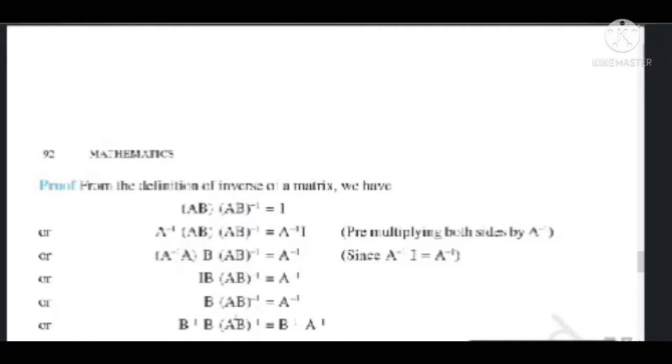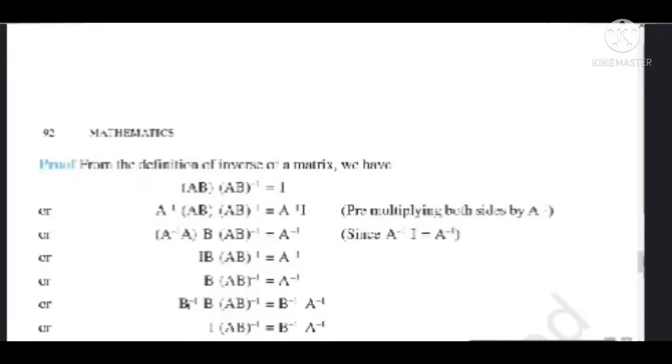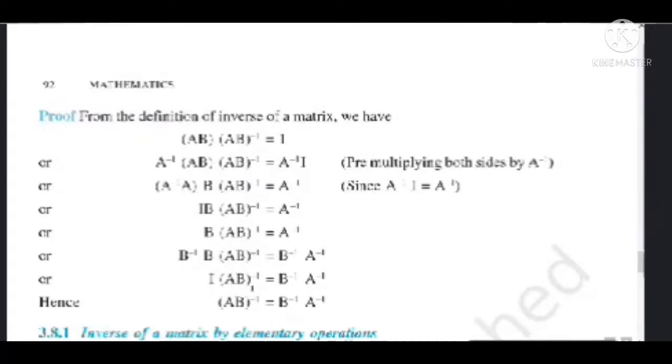From this, you again multiply both sides by B inverse. Here you will get B inverse B (AB) inverse equal to B inverse A inverse. B inverse B is equal to I, so I into (AB) inverse is equal to B inverse A inverse. Again, identity matrix times (AB) inverse gives the same matrix, that is (AB) inverse. So (AB) inverse equals B inverse A inverse. It is our proof.